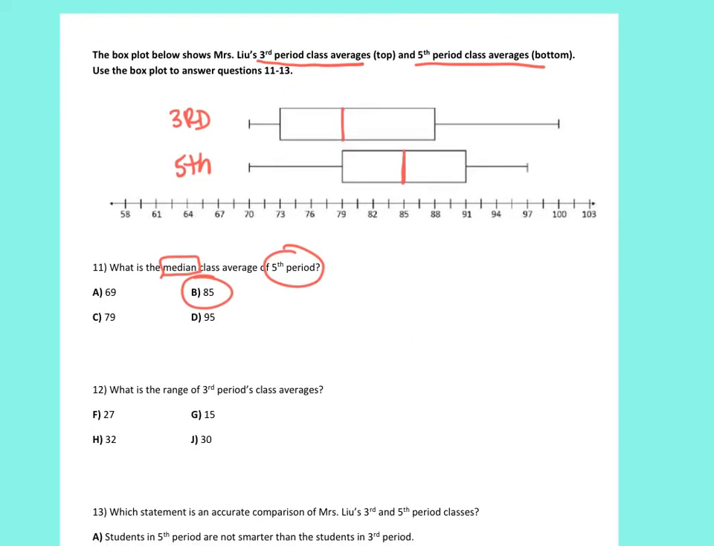And number 12, what's the range? Remember, that's big minus small of third period's class average. So third period's highest was 100. Good, minus 70. Just 30.